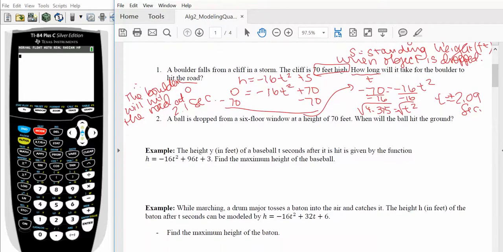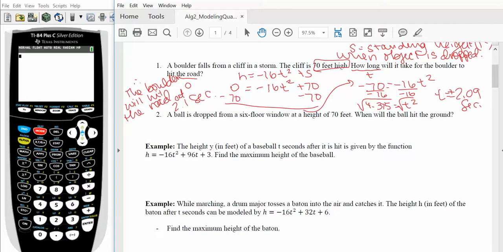Let's look at number 2. Number 2 says a ball is dropped from a 6th floor window at a height of 70 feet. When will the ball hit the ground? So I'm looking for T again. When it hits the ground, it has a height of 0, so that's H. And then it has a height of 70 feet, so that's where it's starting.